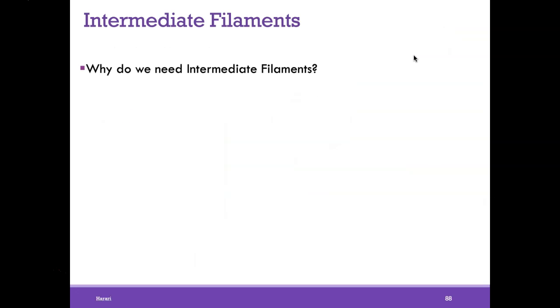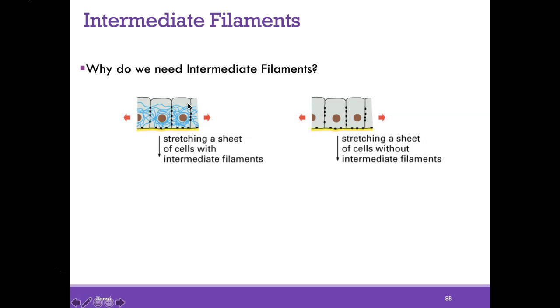So we said we need intermediate filaments for several different reasons. Suppose I had a sheet of epithelial cells with intermediate filaments and then without intermediate filaments. Suppose I want to stretch each of these sheets of cells. What would happen over here and what would happen over here? So pause right now and tell me what you think you'd expect to see.